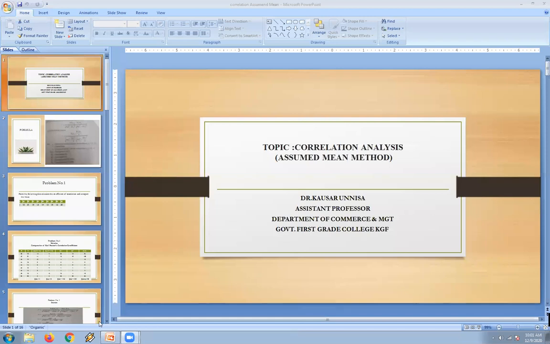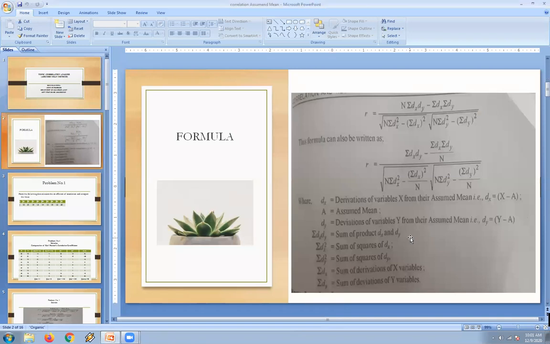Have you understood the actual mean method? Yes, ma'am, understood. Okay, shall we go for the next method, which is called the assumed mean method? In the case of this assumed mean method, two formulas will be there.